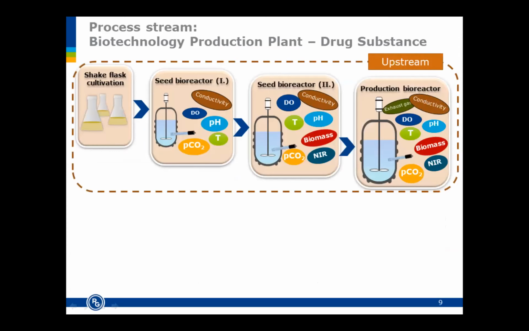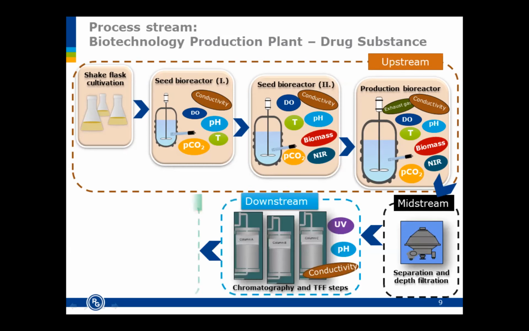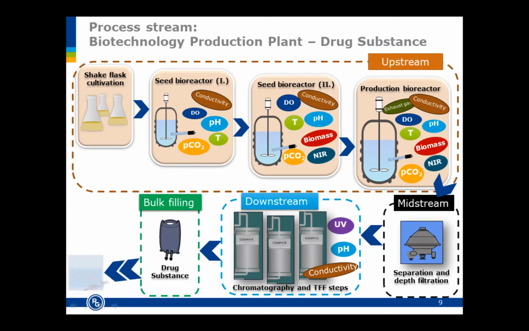How does our process stream look? After the shake flask cultivation, the cell suspension solution is transferred to larger scale bioreactors as part of the upstream process. This is followed by the midstream process and the chromatography and TFF steps, which are the purification part of our process, and the final solution will be filled into disposable bags at the end. Finally, we are giving health to other people and profit to our company.